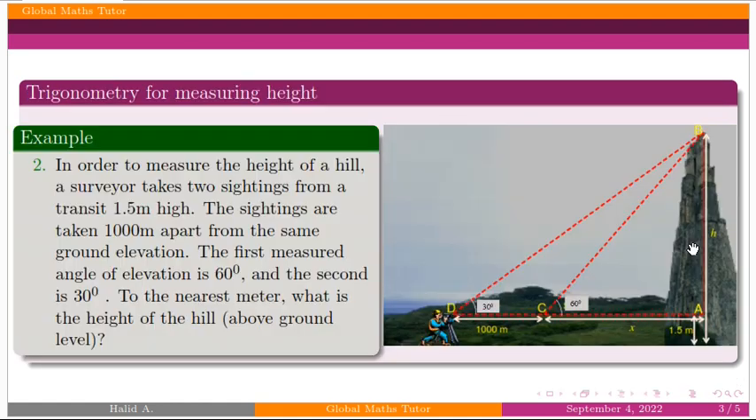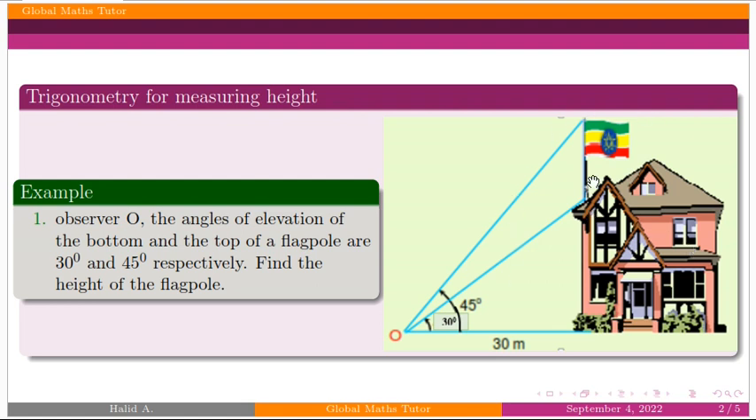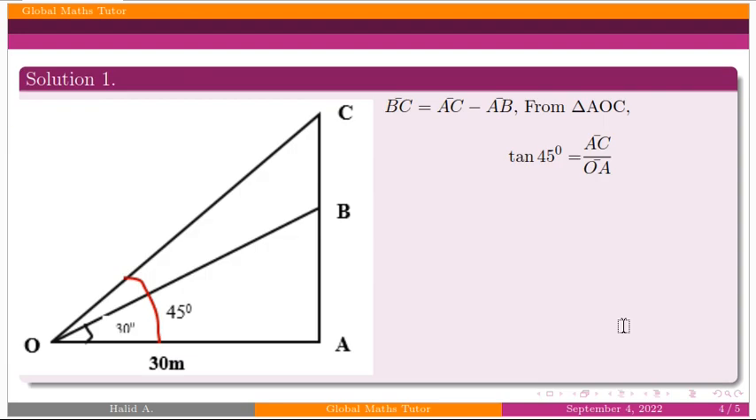For the first one, let's draw a right angle triangle. Let's label them. The ground is A, the initial point of the flagpole, let's say B, and this ending point C. After labeling them, the question is to find BC. So this BC can be found by finding AC and AB. So first we need to find AB and AC. After finding them, BC is simply the difference between AC and AB.